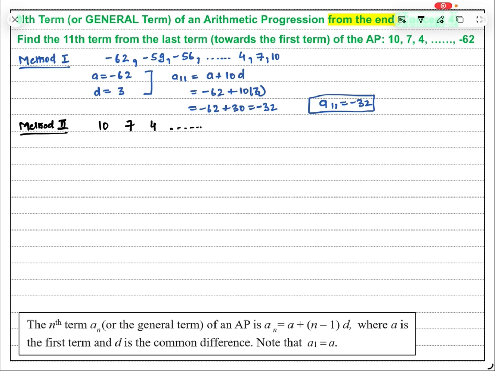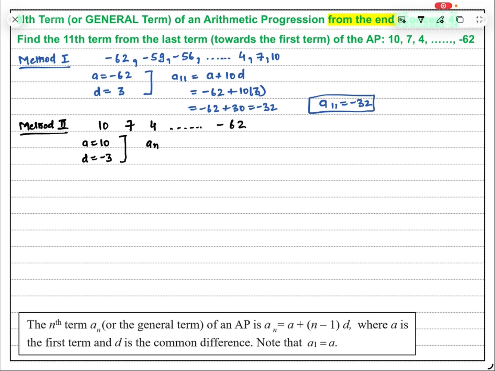This is the series you see here, and what we can infer about this series is that the first term happens to be 10. The common difference in this case happens to be minus 3. Now let me find out how many terms this particular series has, because you want to find the 11th term from the ending. So you need to find how many terms this series actually has.